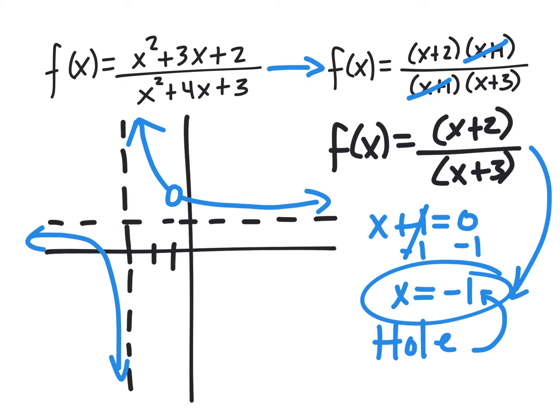And the reason why it's called a removable discontinuity is because we removed the x plus 1 from the equation to get x equals -1. We removed it, we simplified the equation, and notice how it was a continuous graph. It's continuous, every point exists except for that hole, and it continues. Hence the name removable discontinuity, also known as a hole.